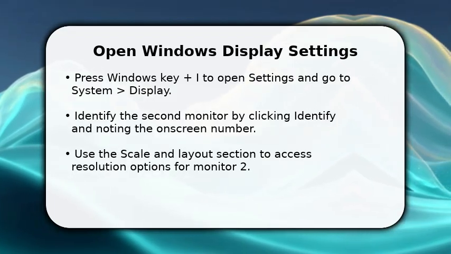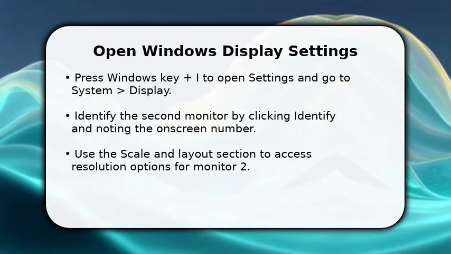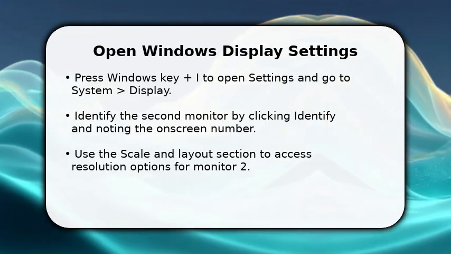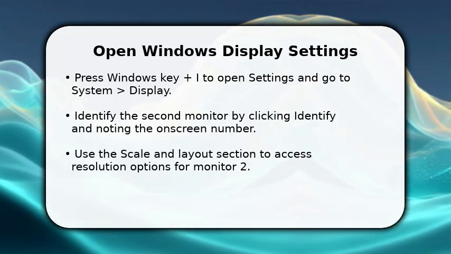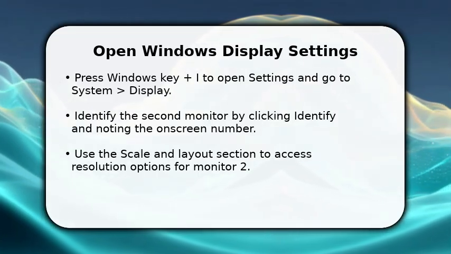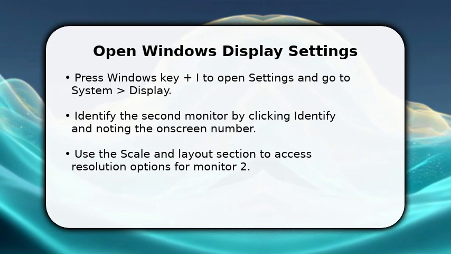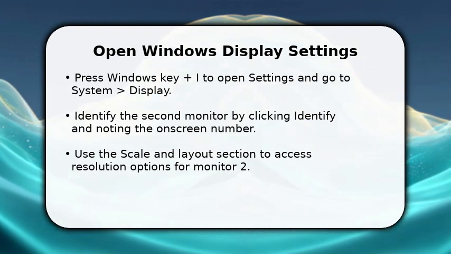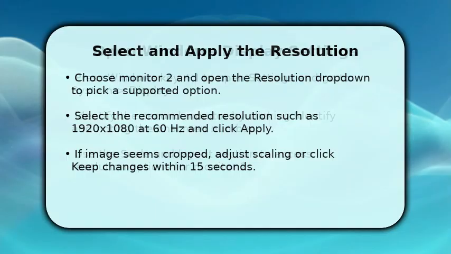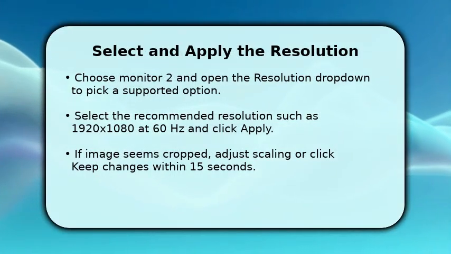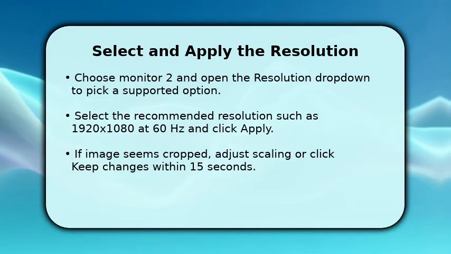Scroll to Scale and Layout to find the Resolution drop-down menu and related settings. This step ensures you change only the second monitor and not your primary display. With monitor 2 selected, open the resolution drop-down and pick a supported option. Choose the recommended resolution such as 1920x1080 at 60Hz for most monitors.